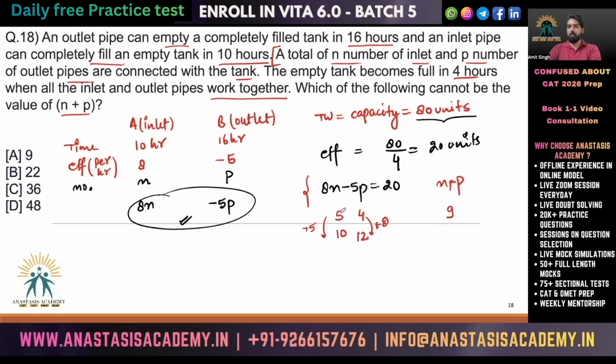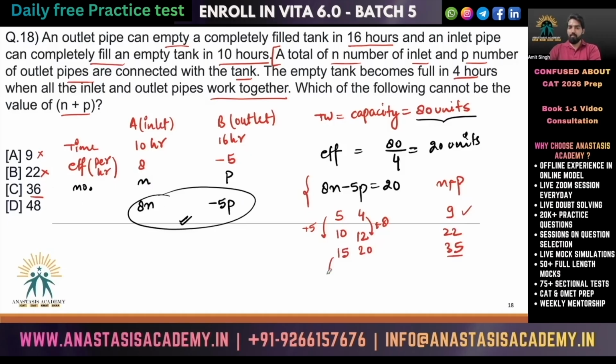So the total number of pipes could be 9. So this cannot be my answer. It could be 22 also. This could not be my answer. Let's take the third solution. So it would be 15 and 8, 20. This number could be 35. Oh, so 36, that cannot be possible, because 35 can be the number, 36 is not.